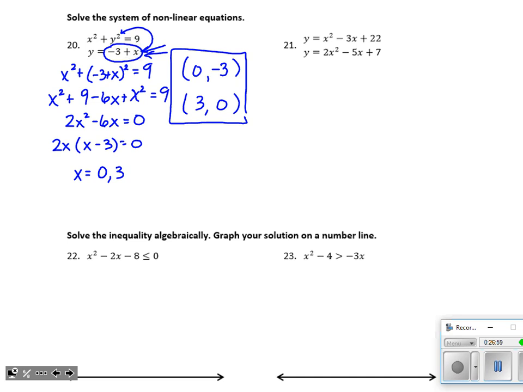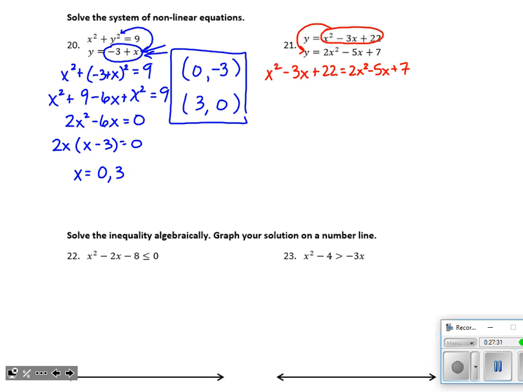For number 21, again, this is one where you could go through and use the elimination method here and eliminate the y's. But if these are both set equal to y, I'm going to take all of this and just quickly substitute it in here. So it kind of looks like a mess early on, but we can combine like terms very quickly. It will do the same thing that elimination method does with combining like terms. So x squared minus 3x plus 22 equals 2x squared minus 5x plus 7.